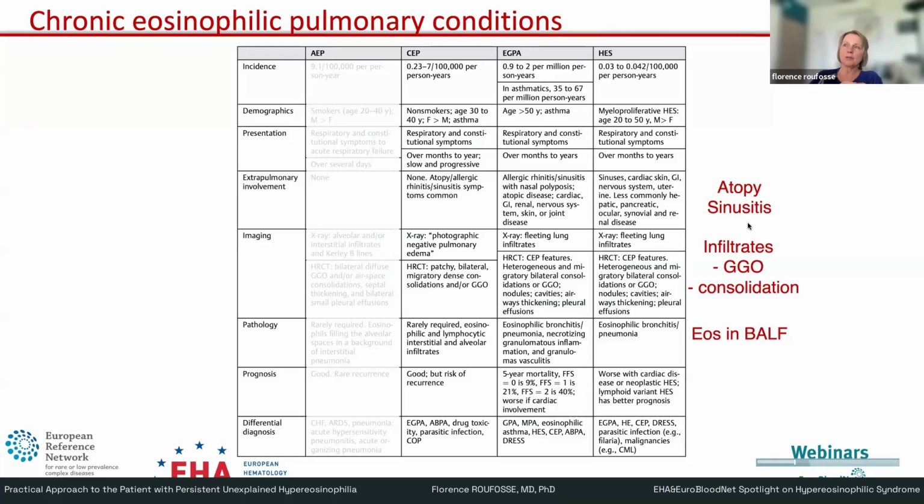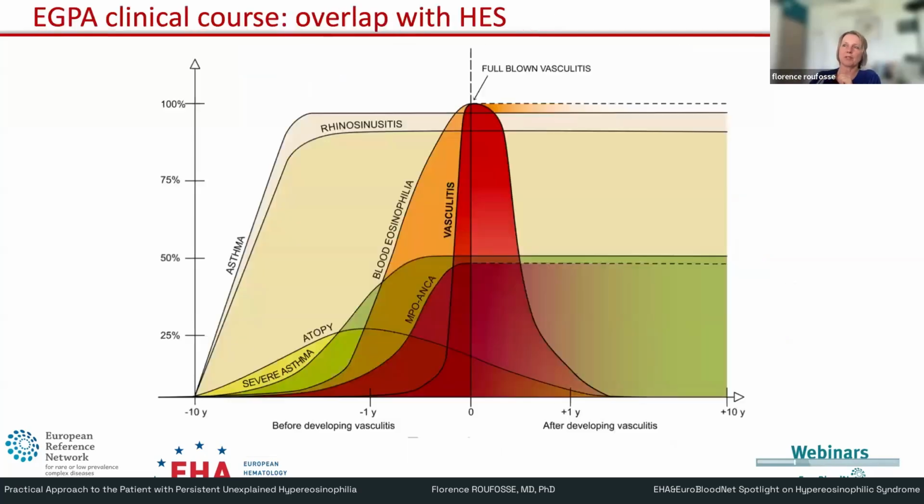When you do imaging, because they have pulmonary manifestations, you're going to see the same thing: ground glass opacities and consolidation. If you do bronchoalveolar fluid examination, you're going to see the same thing: lots of eosinophils, et cetera, et cetera. And so I think it's really important to be aware that these different diseases may be very, very difficult to differentiate amongst themselves.